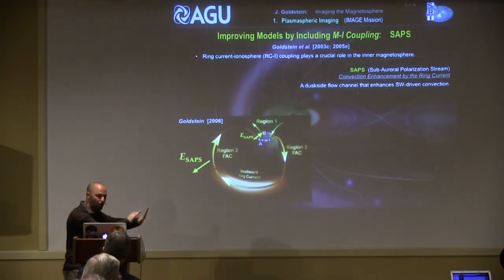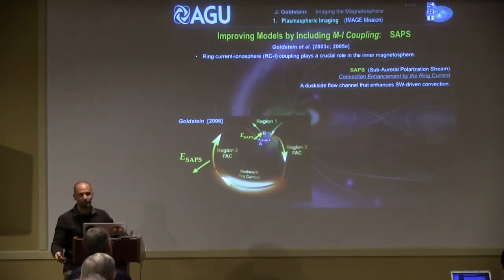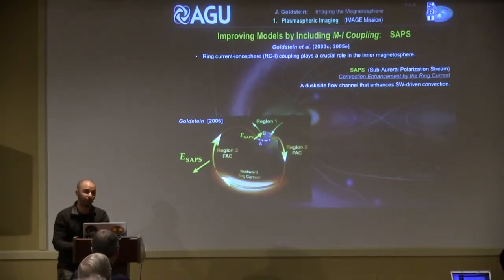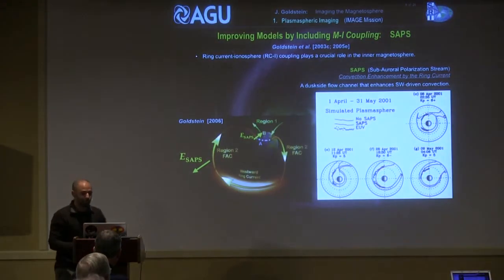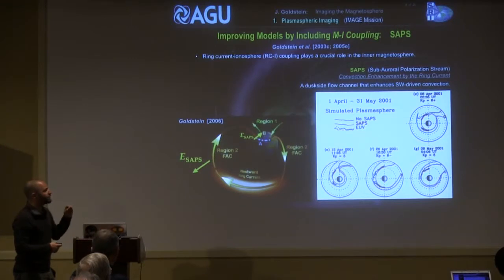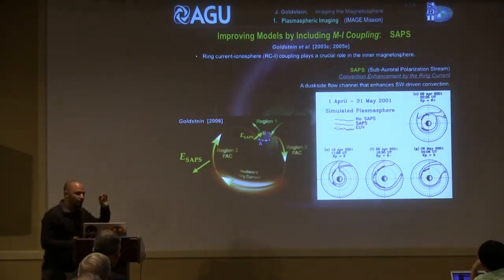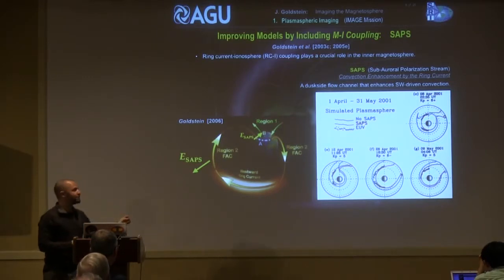The solar wind-driven part is the global part, which you could model simply as a uniform convection electric field and get reasonable agreement with data. But to really refine the agreement with the imaging observations, you need to include this MI coupling, this ring current ionosphere coupling effect, the effect of the region 2 current system.